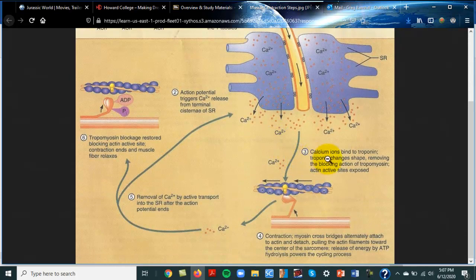If you go back to our very simple diagram that I would use to study for your exam, we're right here at number 3: calcium ions bind to troponin. Troponin changes shape, removing the blocking action of tropomyosin, and the active sites are exposed. See the little thing grabbing and pulling. It has contraction. Myosin cross bridges alternately attach and detach.